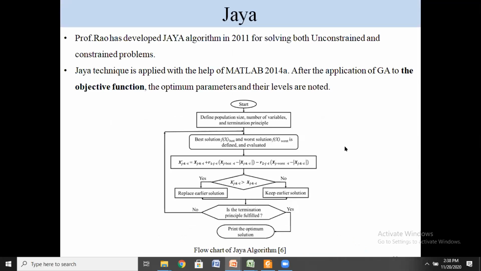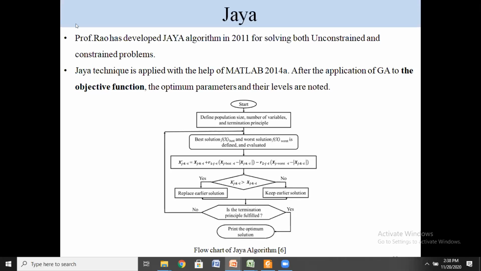So in order to find out the multi-objective function, and also the best solution, I also performed the Jaya algorithm for the UAFM study. As I said, if I have two responses, what are the parameters and their levels required in order to find out the best solution?